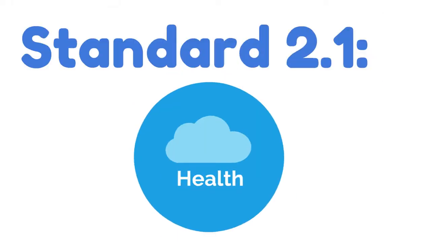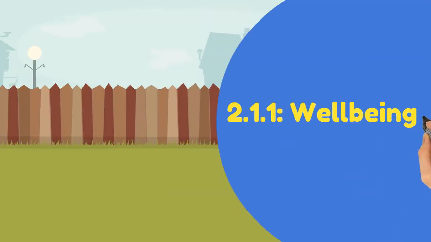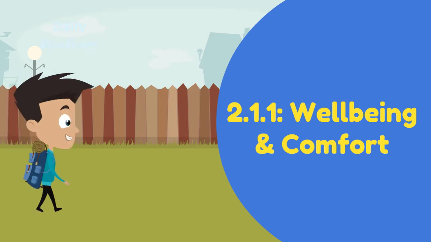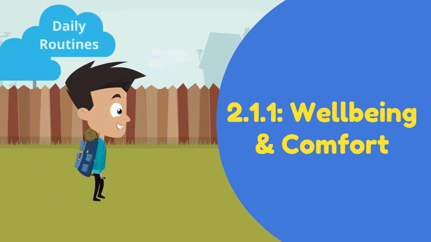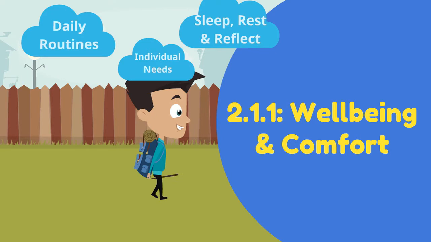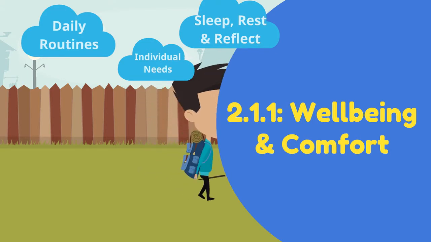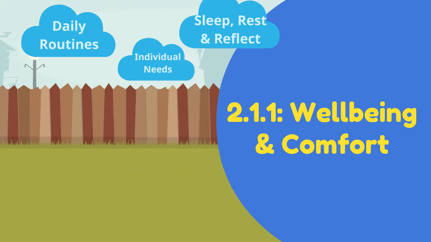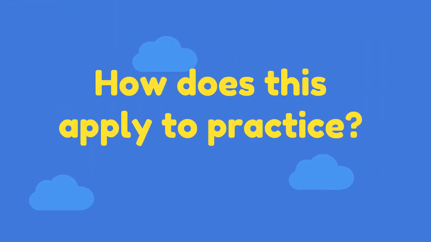The first component of NQS 2.1 is designed to support and promote children's well-being and comfort while in early childhood care. Children have the rights to daily routines which provide them with quality opportunities appropriate for their individual needs, such as sleep, rest, time to be calm and reflect. One example of how educators in early childhood settings provide children with a healthy and safe environment to learn and grow can be observed through sleep time practices.